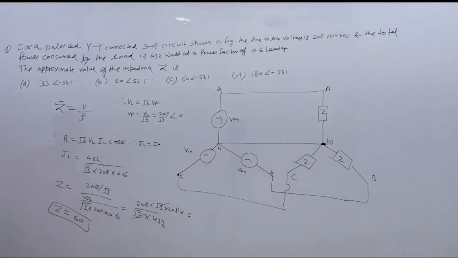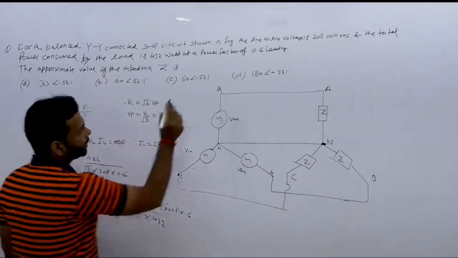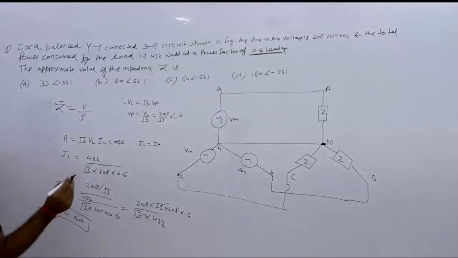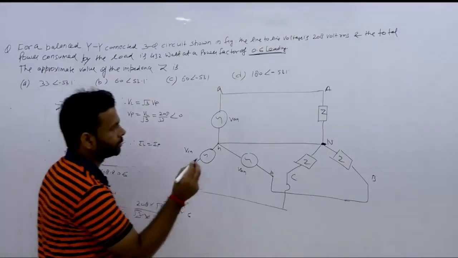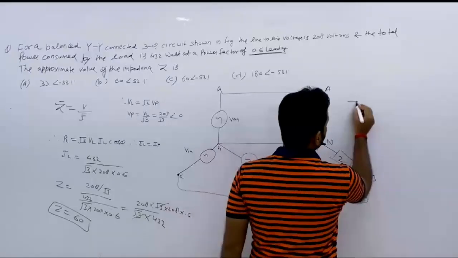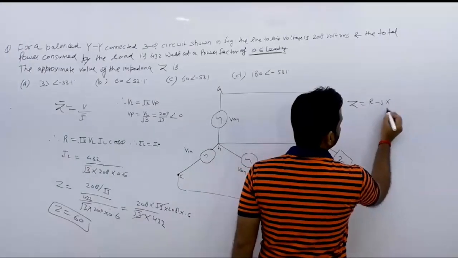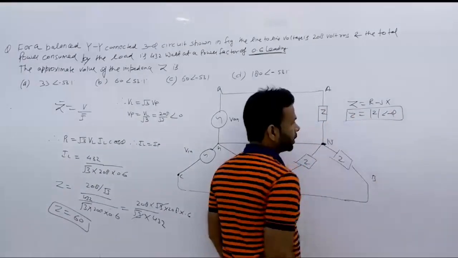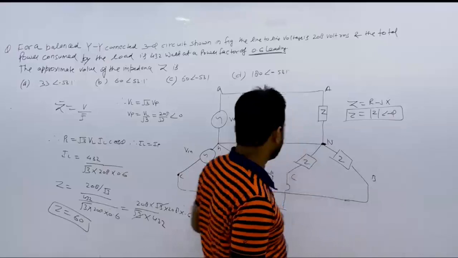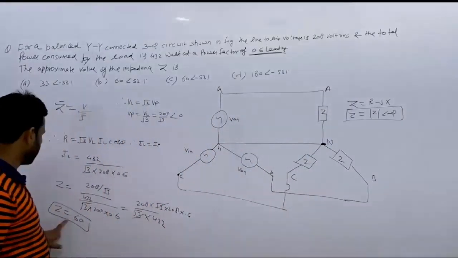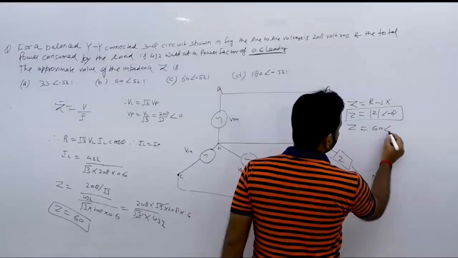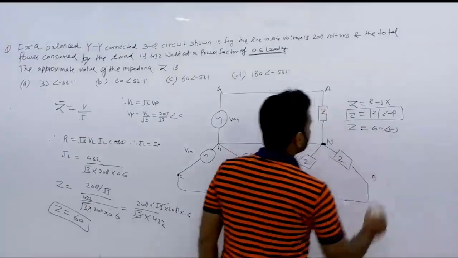Now one thing is remaining: what is the angle? If you see, the power factor is leading. If you remember your theory, I just write here: it is R minus jXC. Then the load impedance is like that. So for the leading power factor, your impedance angle should be negative. You have calculated the impedance magnitude, so Z is equal to 60 with a minus angle. Okay, up to here.